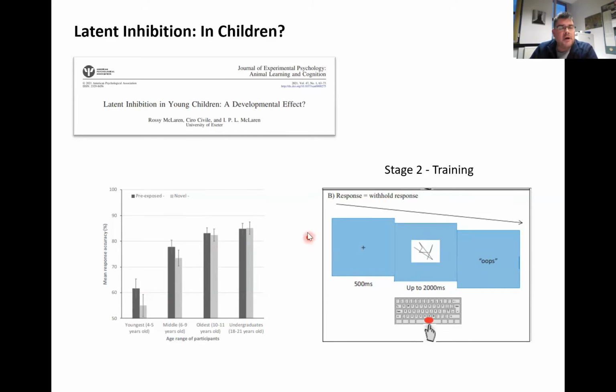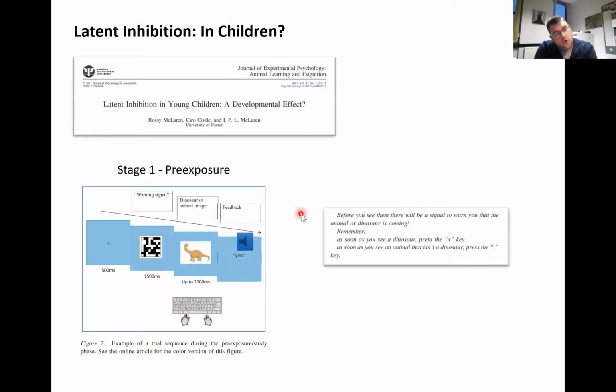Which is a peculiarity until you have a little think about the conditions of pre-exposure, which was raised by the authors themselves. They suggest that one reason why the effect is present on the GO trials but not the no-GO trials is because of a general response inhibition effect that was conditioned during the pre-exposure stage. So if you recall, during stage 1, participants were required to press one of 2 keys when they saw a dinosaur and an animal, and the pre-exposed stimulus was established as a warning signal for these imperative stimuli. Here are the instructions on the right. They said to children, before you see them, there will be a signal to warn you that the animal or dinosaur is coming. Remember, as soon as you see a dinosaur, press the X key. As soon as you see an animal that isn't a dinosaur, press the dot key.